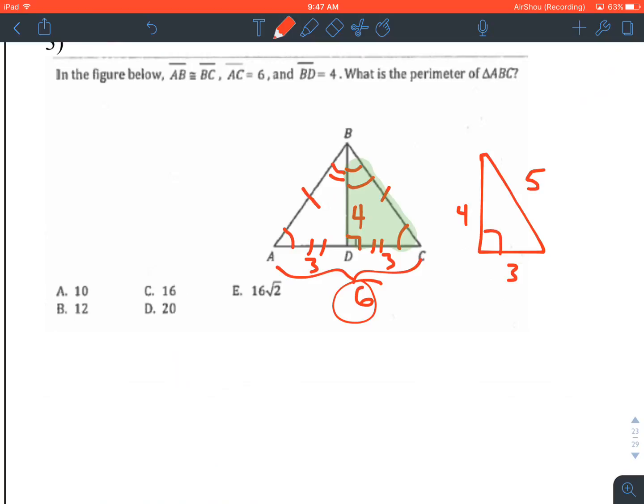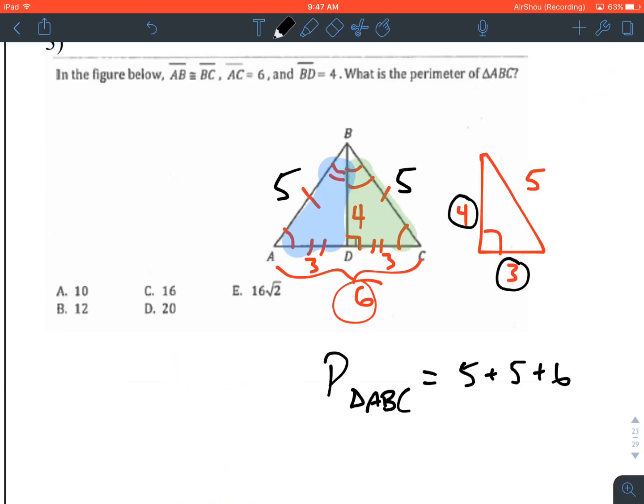It's a Pythagorean triple. If you don't remember that, use the Pythagorean theorem: 3 squared, which is 9, plus 4 squared, which is 16. Add those, you get 25. That means the hypotenuse has to be the square root of 25, which is 5. So if we know that's 5, these two triangles are the same, that green triangle and this blue triangle. So this is also 5. That's for the perimeter of ABC: 5 plus 5 plus 6, which of course is 16. Boom.